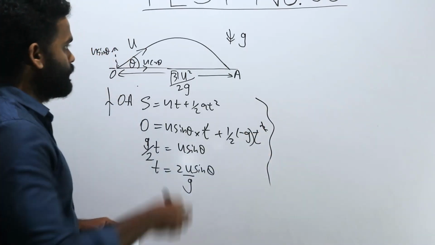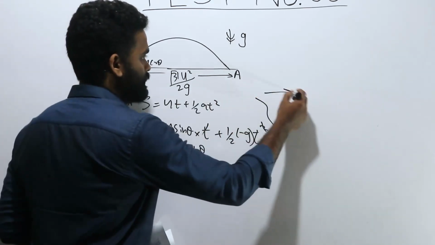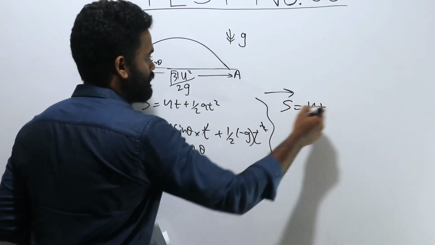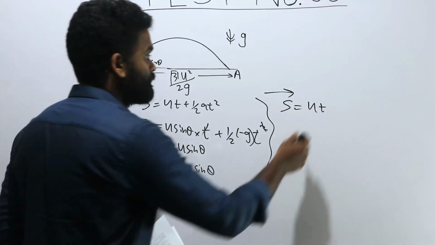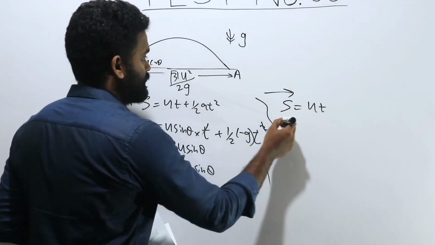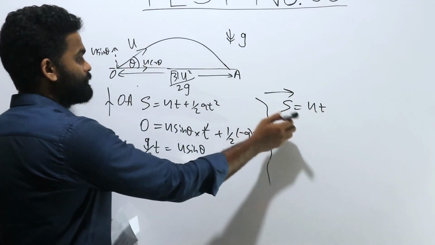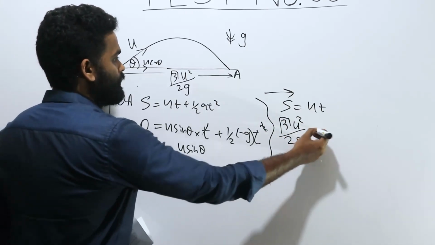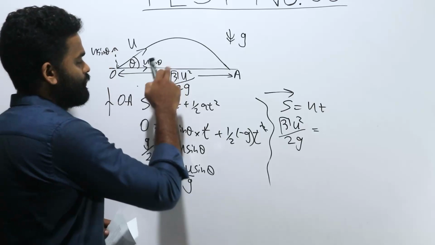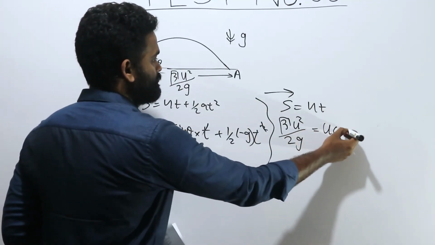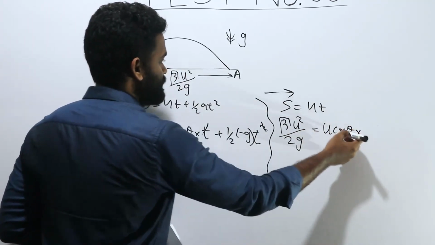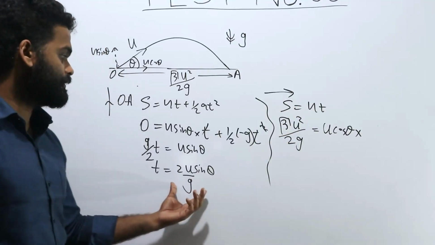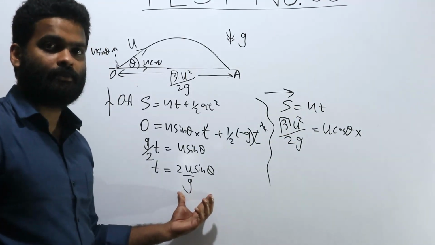Then I just apply equations horizontally. S equals u t. Horizontally, the total displacement is root 3 u squared over 2g. The velocity is u cos theta, times the time. That time is 2u sine theta divided by g.